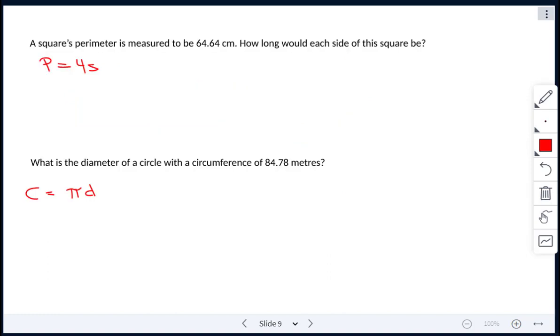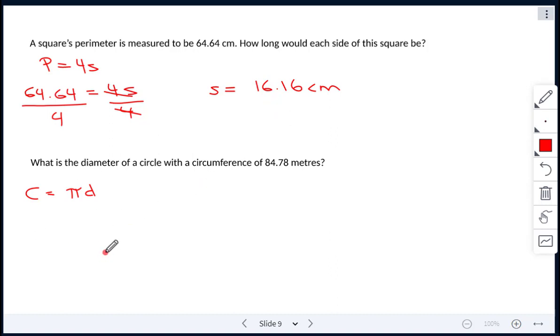All right, the first question: a square's perimeter is measured to be 64.64 centimeters. How long would each side of this square be? We know the perimeter is 64.64, and we are trying to solve for S. We divide by 4 on both sides, which gives S equal to 16.16 centimeters. So each side is 16.16 centimeters for that square.